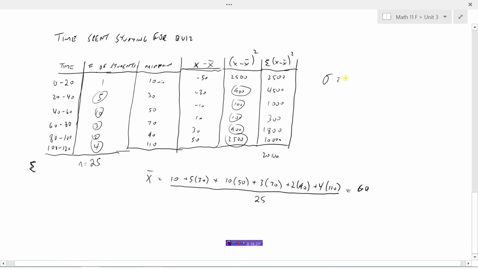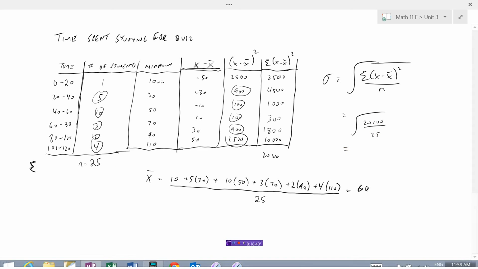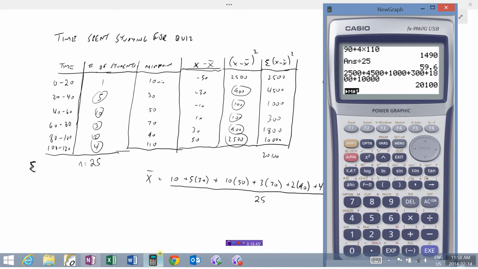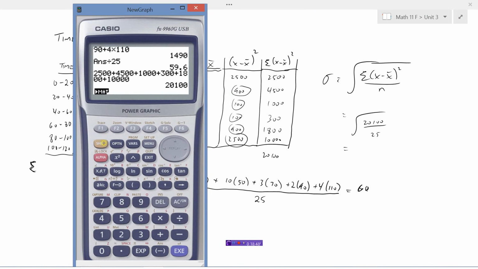So keeping in mind that the standard deviation is equal to the square root of the sum of the differences from the mean squared divided by the total number, now I have the information I need. 20,100 divided by n, which is 25. So 20,100 divided by 25 gives us a standard deviation of 28.35.